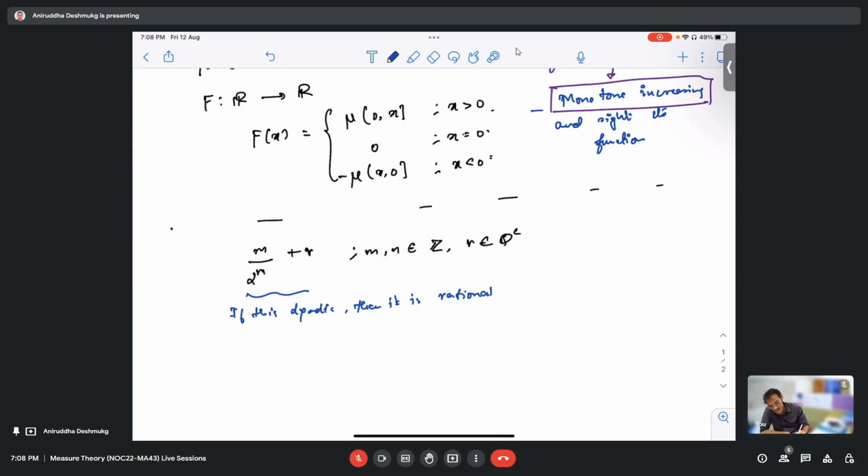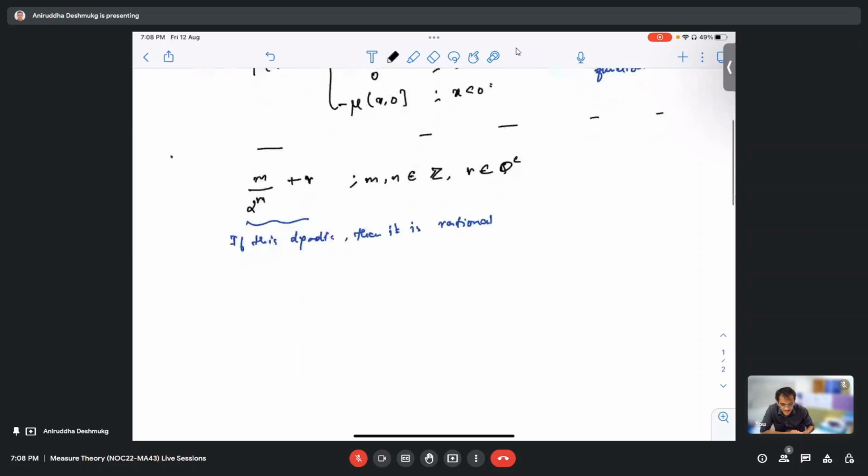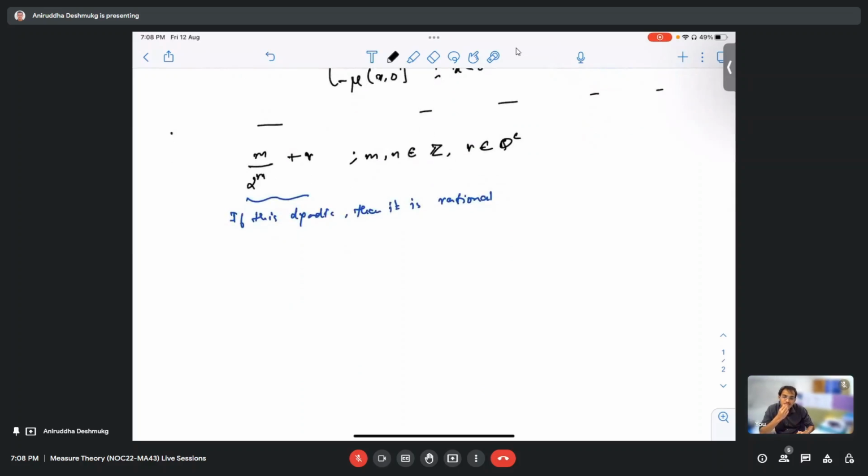My other doubt, sir: in the interval, the boundary points are irrational numbers. Is this collection a sigma algebra, sir? Only irrational numbers as boundary points.